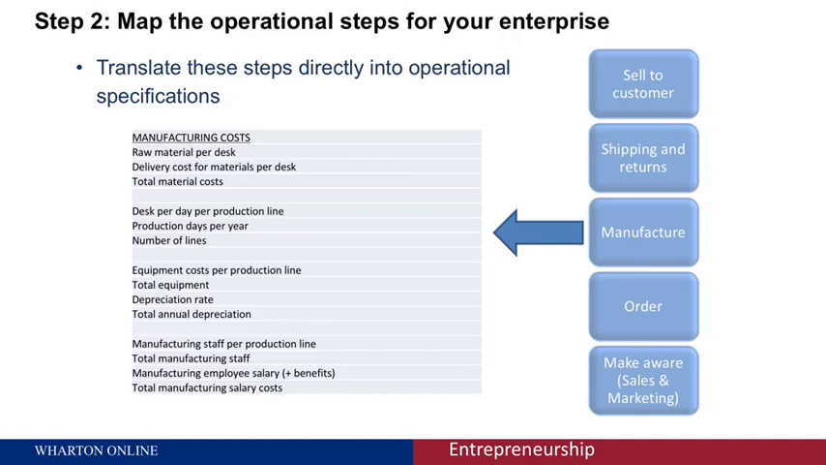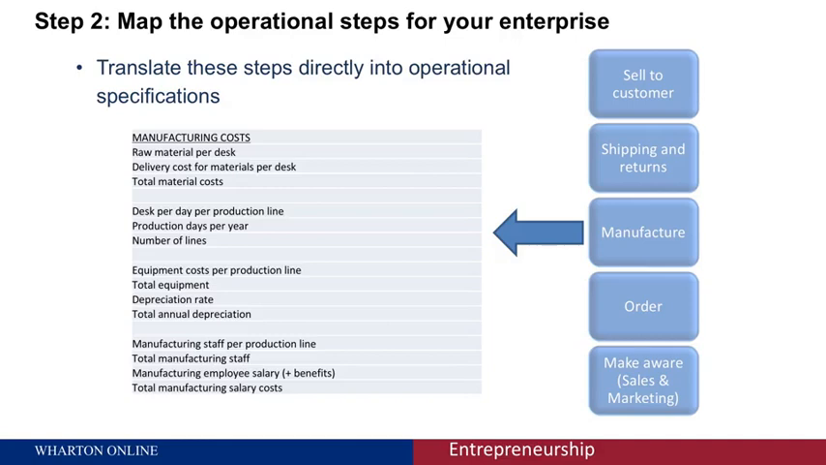Another is that the production line itself will churn out a certain number of desks per day, and how many days per year are they going to be spending doing this? How many production lines are we going to produce? And then thinking about the equipment cost for the production line, any depreciation rate, and then the staffing. How many manufacturing staff do we need? How much are we paying them? These are the direct operational specifications for the business, and you'll think about getting all of those on paper.